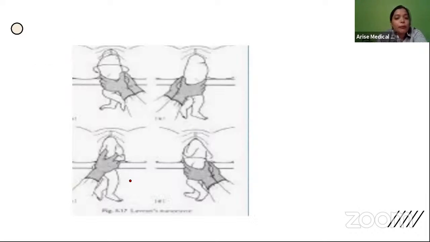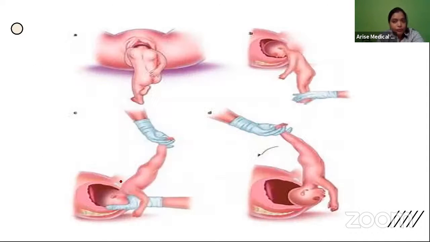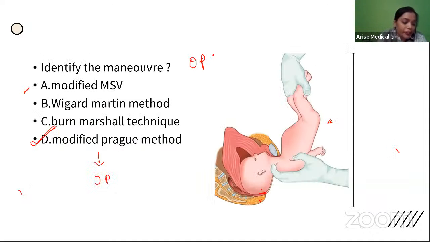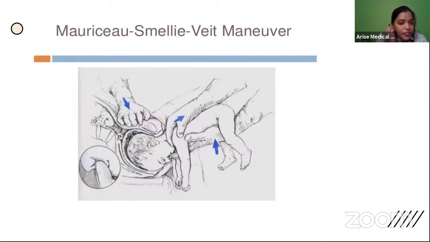The opposite of this is the Bern Marshall. This is in the aftercoming head, but occipito anterior position. When occipito anterior position, you are pulling up vertically as an arc. This is called Bern Marshall. The opposite of Bern Marshall is modified Prague maneuver. Next, this is also one of the very famous maneuvers for delivering the aftercoming head of breech.